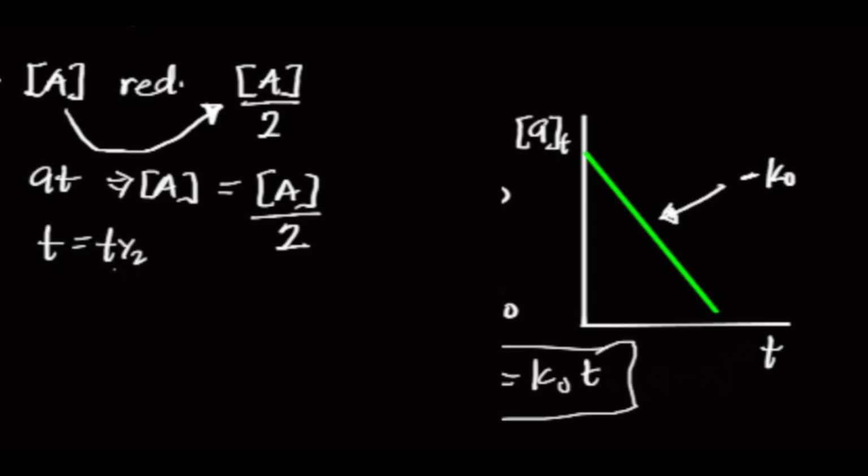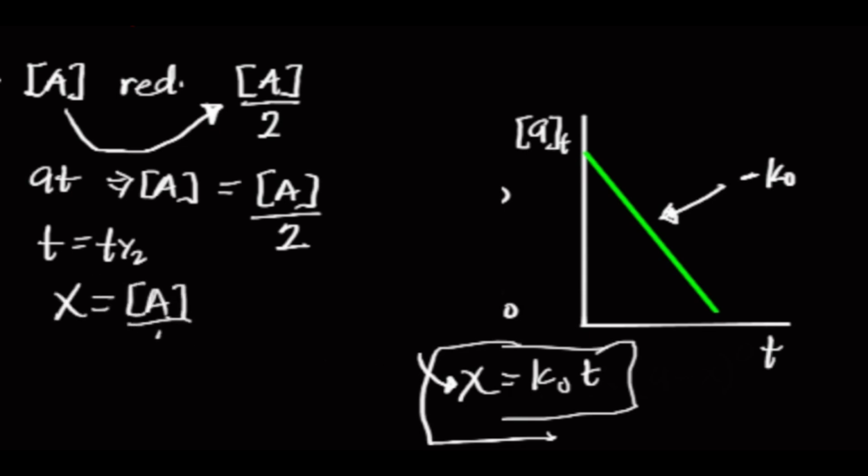So do you know what it means? From this expression, x equals k naught t, I will be replacing my x with the concentration of the reactant divided by 2, because it is half. So from this expression, I'm going to have x equal to the concentration of this reactant divided by 2. Then I'm going to have the time equal to t half, since I'm talking about half-life. So let's go ahead and fix all these parameters into this expression.